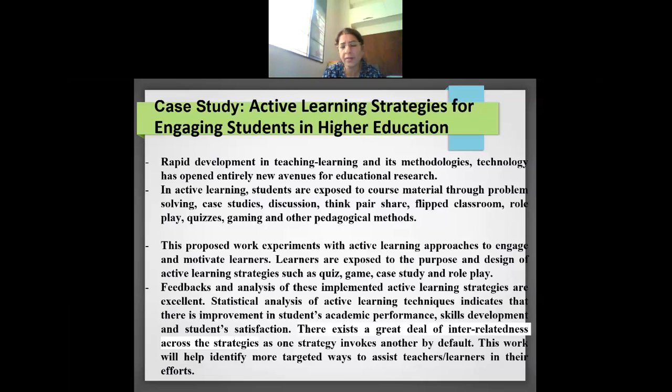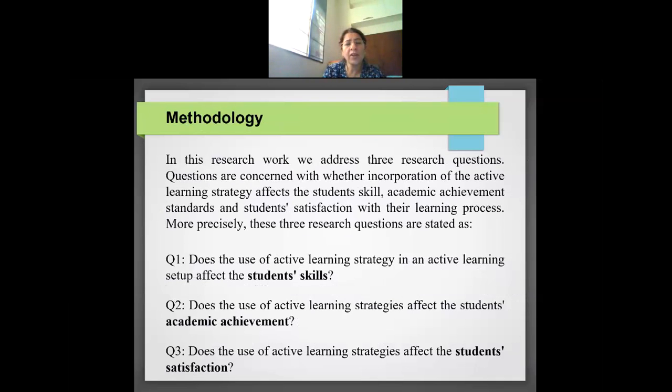So we tried to implement role play and case study implementation for 2 different subjects, and we tried to analyze these 3 questions: whether the use of active learning strategy in an active learning setup affects student skills, whether it affects students' academic achievement, and whether it affects student satisfaction also. For checking student satisfaction, we simply took feedback, so that is not important. For student skills and students' academic achievement, we did the statistical analysis.